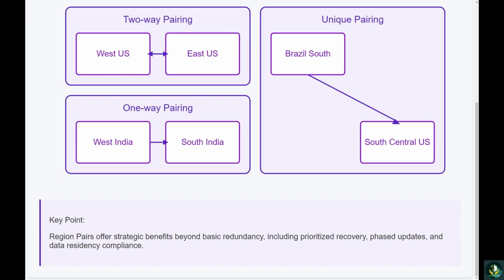Cross-geography pairing. Brazil South is uniquely paired with a region outside its geography. Its secondary region is South Central US, while South Central US has a different secondary region within its own geography. These unique scenarios highlight the flexibility of Azure's infrastructure in adapting to specific regional needs and constraints.